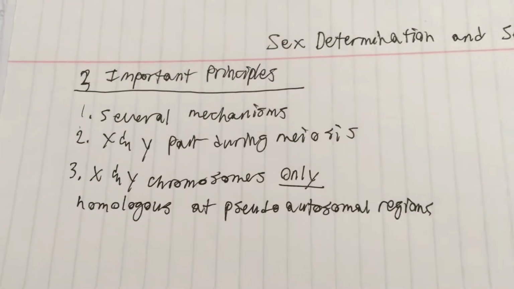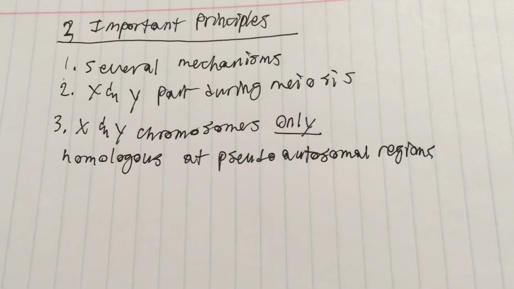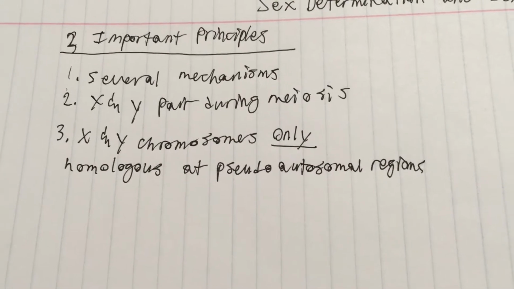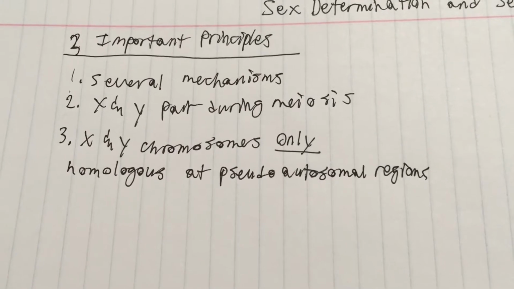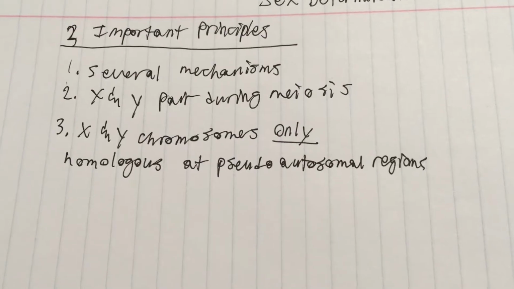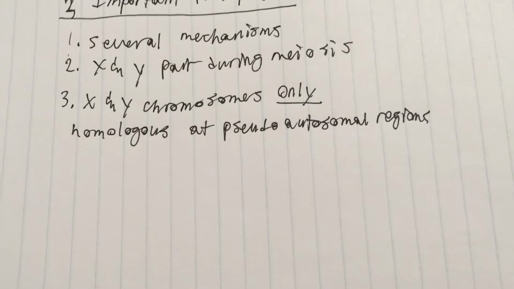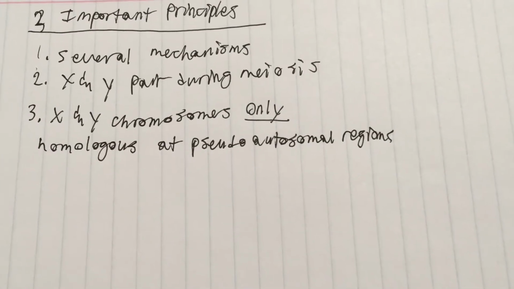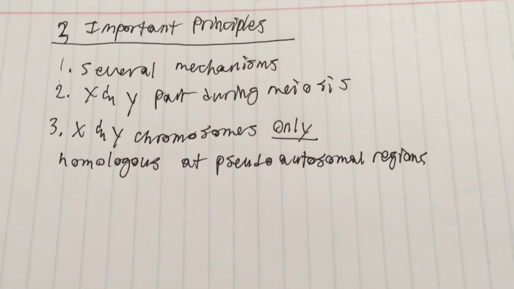Now, before we discuss any further, we have three important principles. The first one is that there are several mechanisms of sex determination and also for inheritance of sex-linked traits. The second is that the X and Y chromosomes pair during meiosis. However, they're not homologous except only at the pseudoautosomal regions. The pseudoautosomal regions are the places where they're structurally and genetically homologous, so they're able to pair at that region.